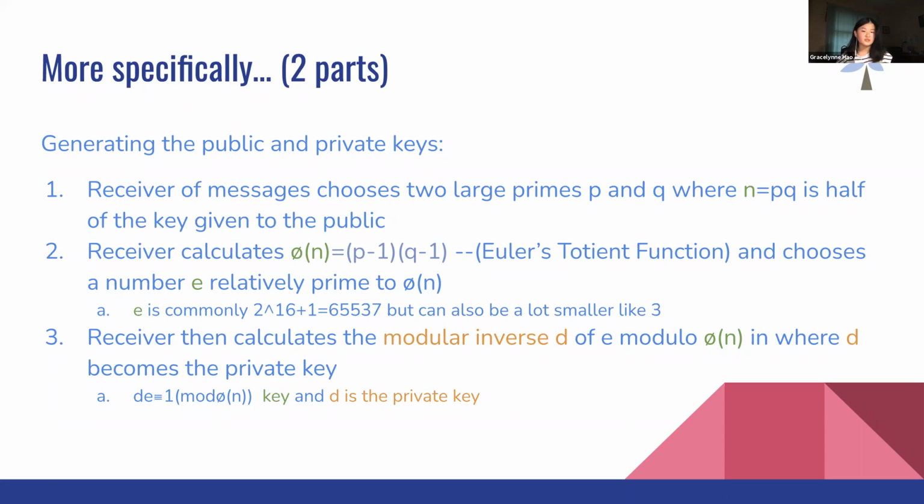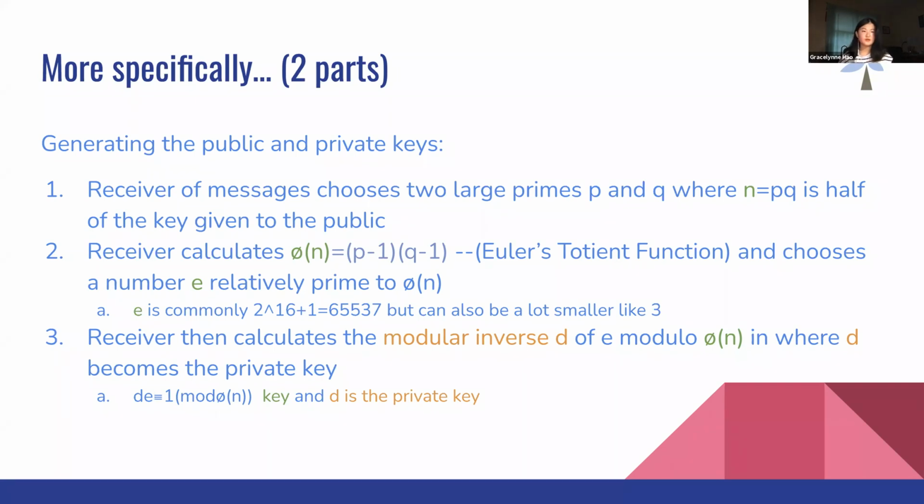Again, E is available to the public, so it is commonly just 2 to the power of 16 plus 1, but it can also be a lot smaller, like 3, just because in the case of E, security is not an issue. And then the receiver will calculate the modular inverse D of E mod the phi of N, which again is P minus 1 times Q minus 1. And this modular inverse is actually the private key. If you don't know what the modular inverse D of E means, that basically just means D times E is congruent to 1 mod the phi of N.